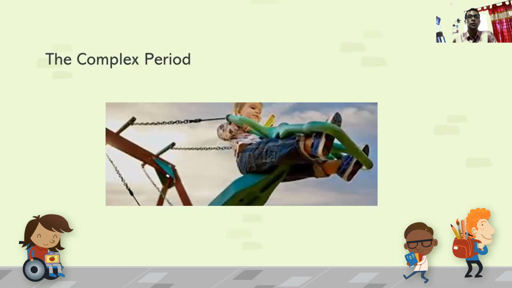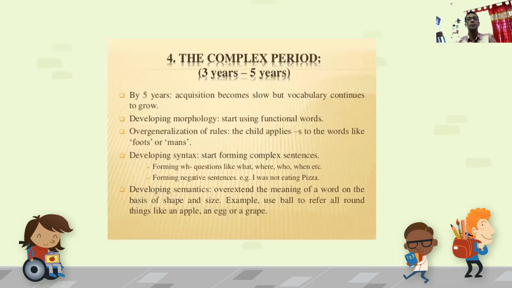The complex period, things getting more and more complex. Complex doesn't mean intricate. Complex means here more language patterns, syntax, use of intonation, and forms are being used at this stage. Okay, the complex period goes from 3 to 5 years. By 5 years, acquisition becomes slow, but vocabulary continues to grow. Developing morphology, they start using functional words.